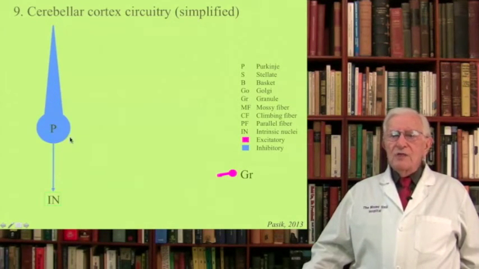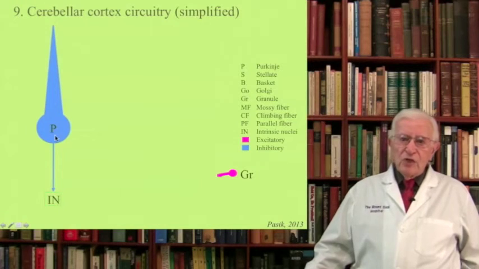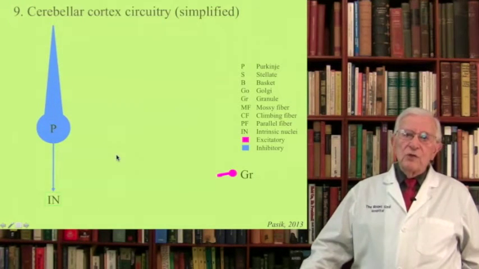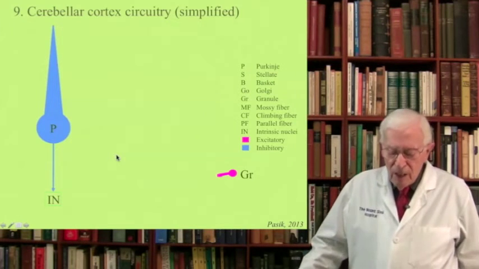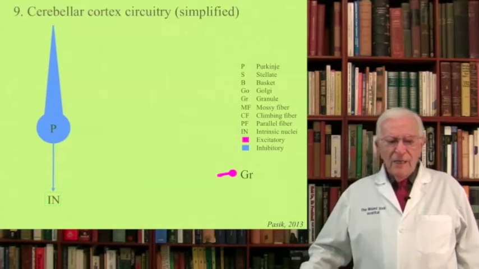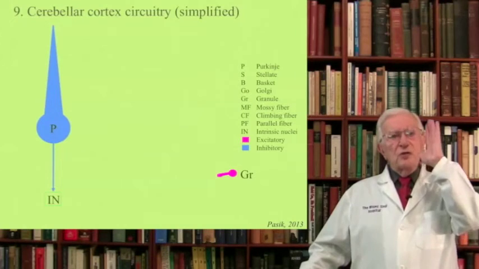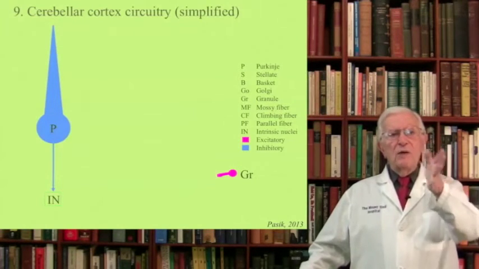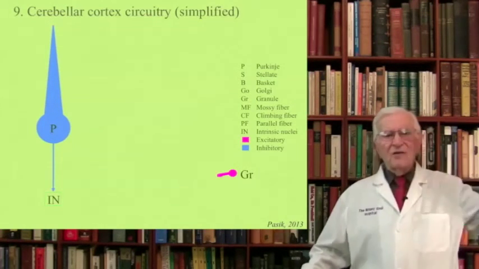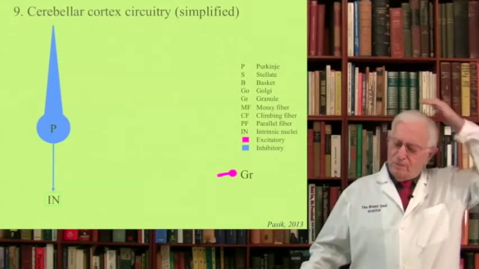Now, the granule cell is the input cell. The Purkinje cell is the output cell that projects to the intrinsic nucleus that is inhibitory. It has a huge dendritic tree that goes through the entire molecular layer, and actually it branches in a plane perpendicular to the long axis of the cerebellar folium.